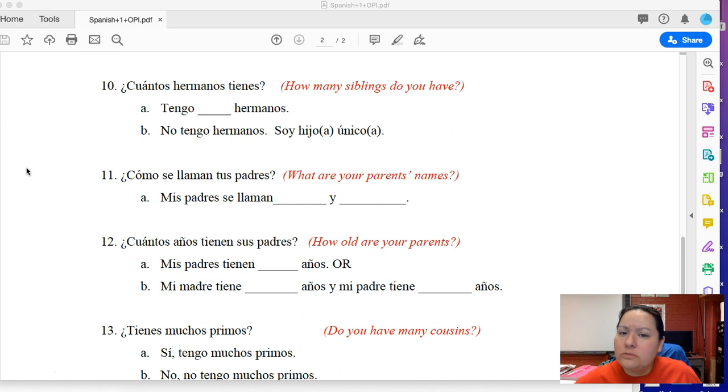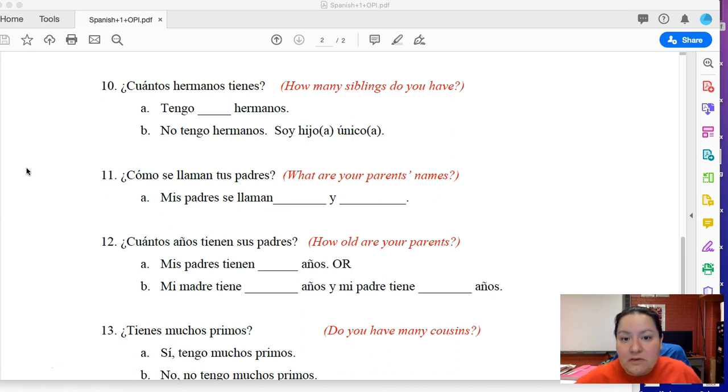¿Cómo se llaman tus padres? What are your parents' names? And remember, we talked about this. If you only have one parent or you don't want to share both names, that's totally up to you. It's a little different when we're talking about families because everyone's family is different, okay?